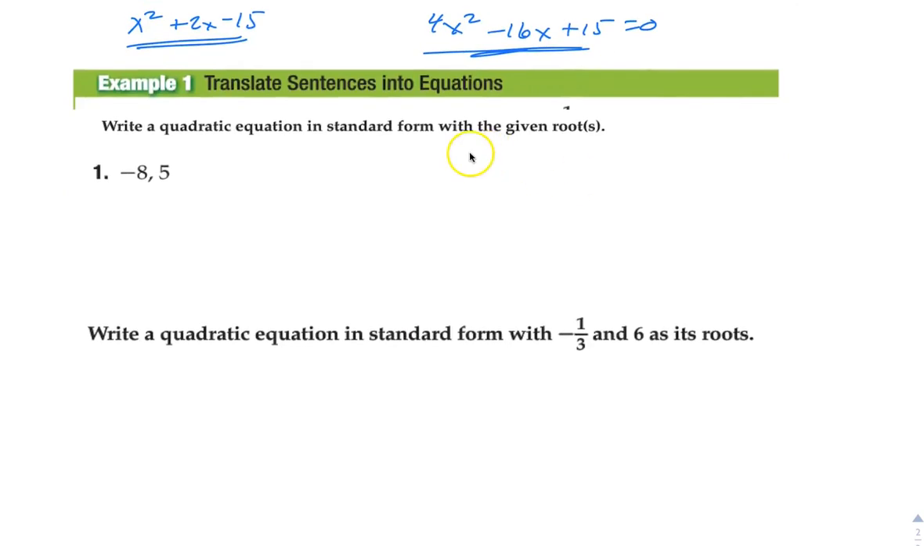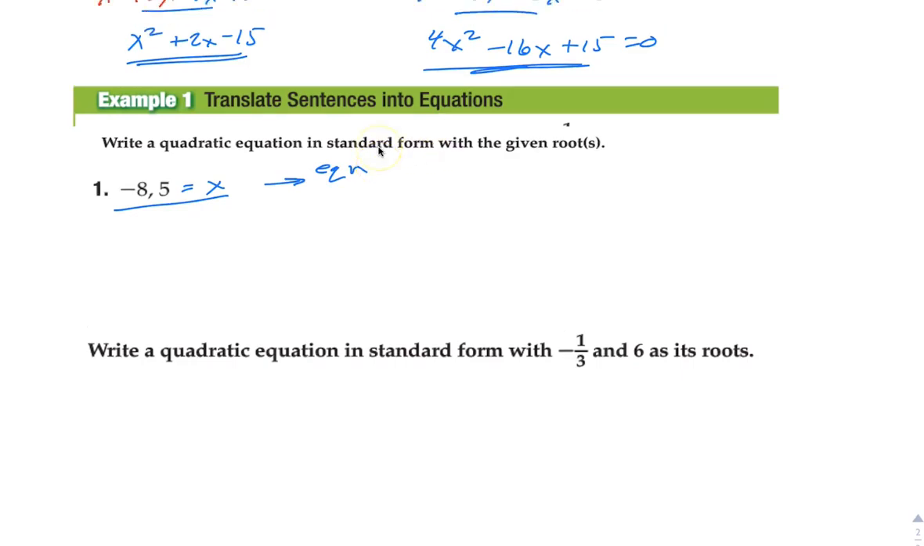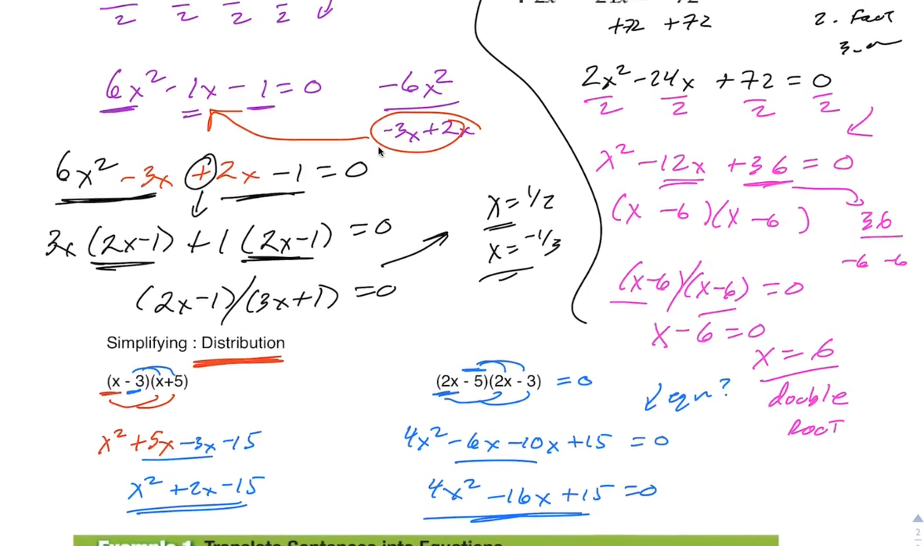What if I just gave you solutions? I'm like, hey, here's my answers. My answers are x equals 5 and negative 8. Can I make an equation out of it? Well, yeah, we can. All we have to do is go backwards. Look back to what we did above.